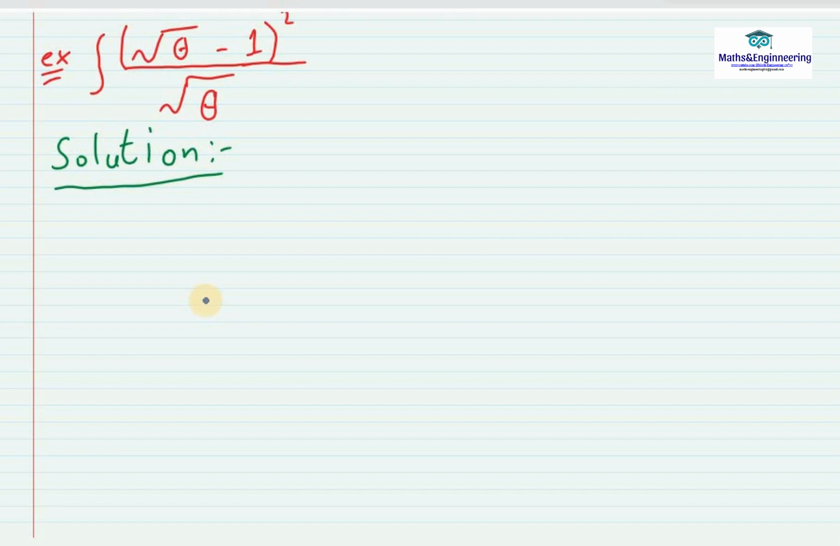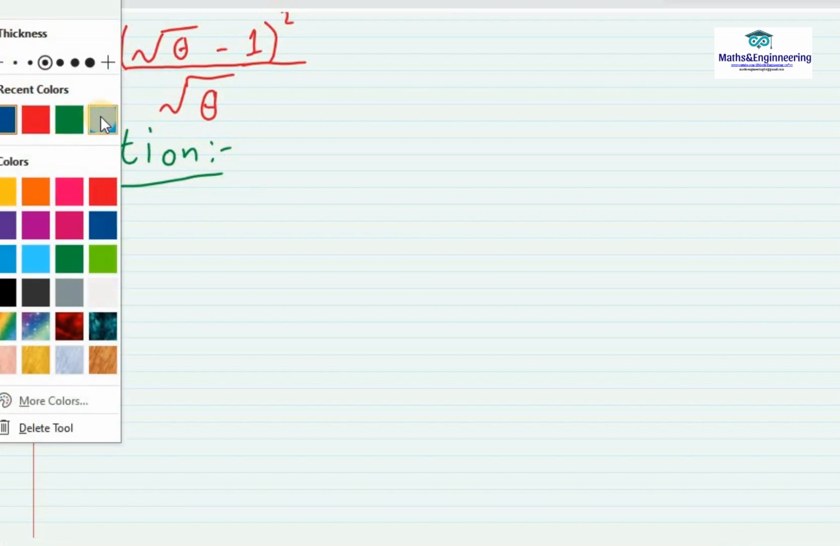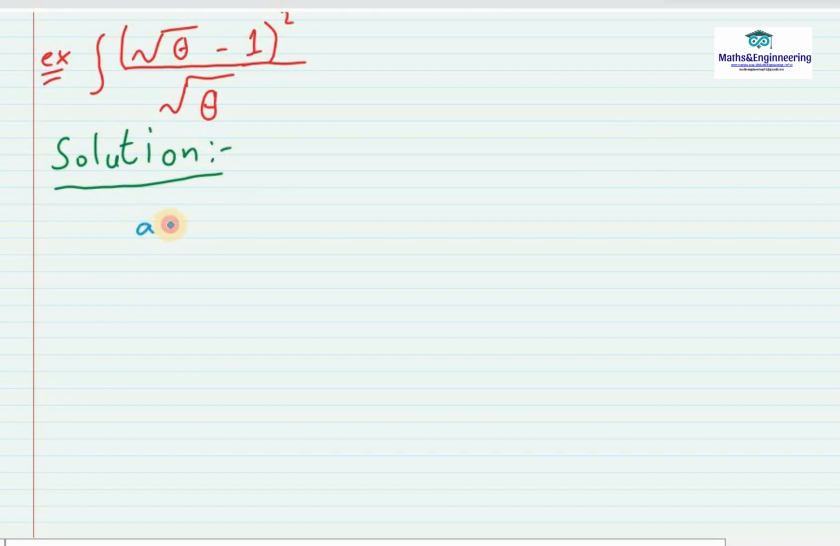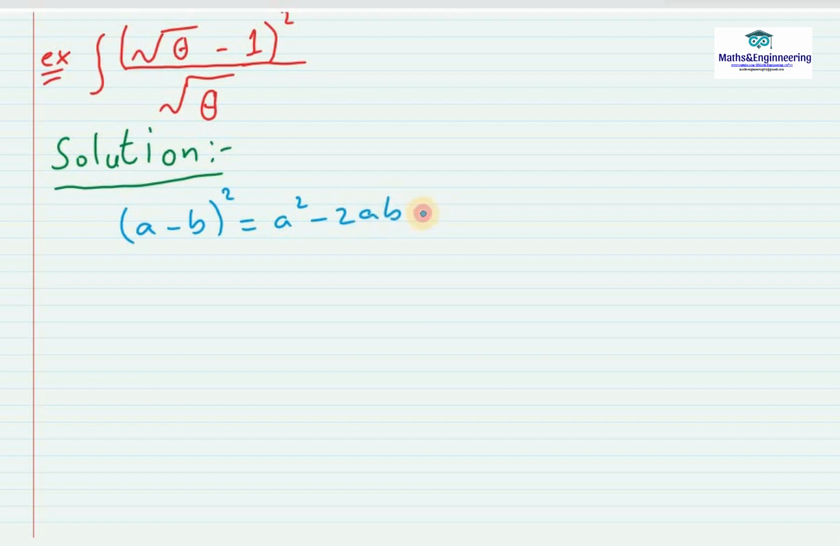We are doing the basics of integration. Here is the example. As we see, in the bracket we have a whole square, so we apply our formula here. The basic mathematics formula: a minus b whole square is equal to a square minus 2ab plus b square. Here we assume this term as a and this is b.